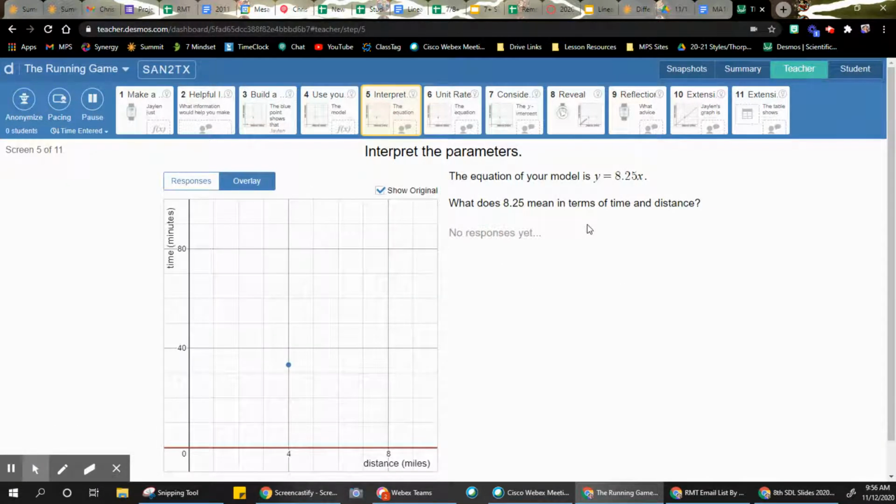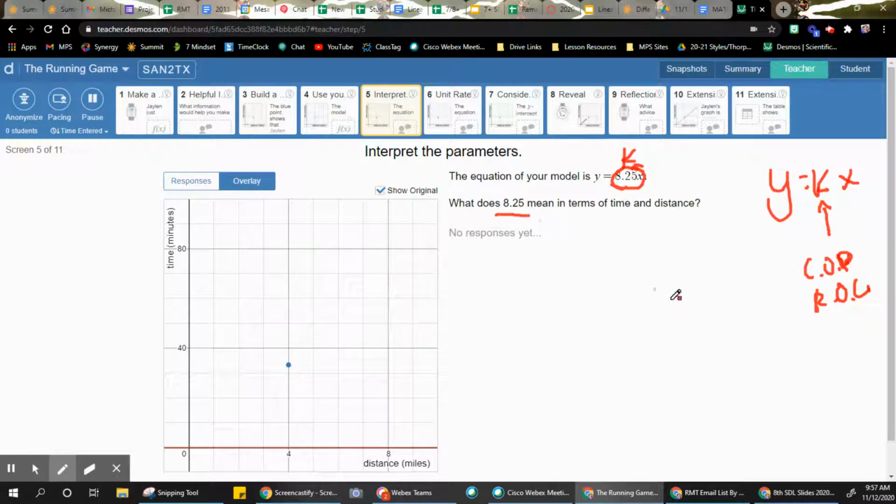So what does the equation 8.25 mean in terms of distance? If we said the equation of our model is y equals 8.25x, well, we know that k here, that 8.25, is our rate of change or a constant of proportionality, right? Because we know this equation y equals kx. And we know that k represents constant of proportionality or rate of change. So I'm going to put COP or ROC here. Okay, so we know that k represents either the constant of proportionality or rate of change.